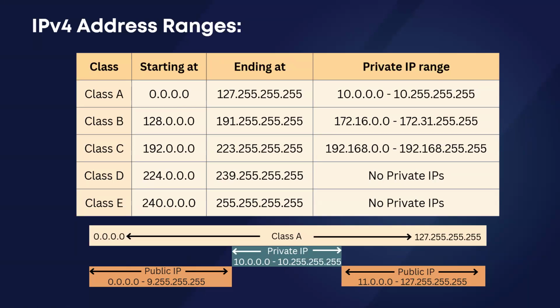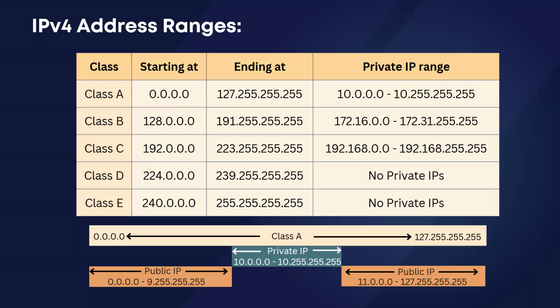Okay. So similarly in class B as well, between 128 and 191, there's a small private IP set from 172.16.0.0 to 172.31.255.255. Any IP within the small range is called the private IP, which means you can use that in your local network. And any IP outside that range is a public IP, which means they can be used to get internet connection from the ISP.